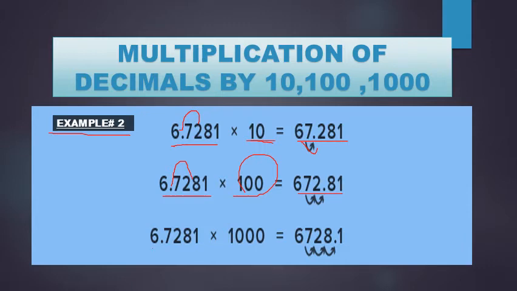Similarly, we have 6.7281 again, and we are multiplying it by 1000. Thousand means we move the point three steps. How? We move this decimal point towards the right by three steps, because 1000 has three zeros. So the answer we will get is 6728.1.